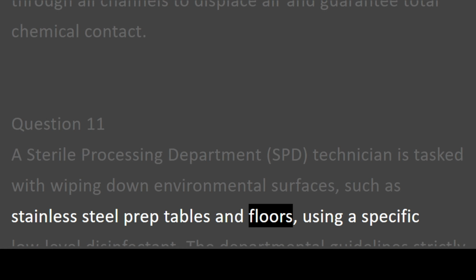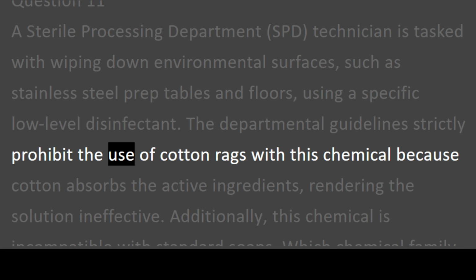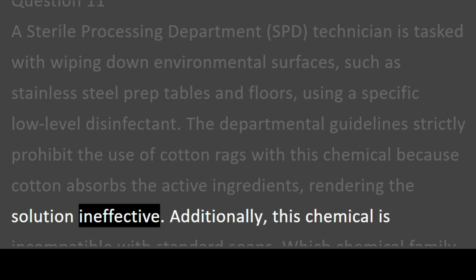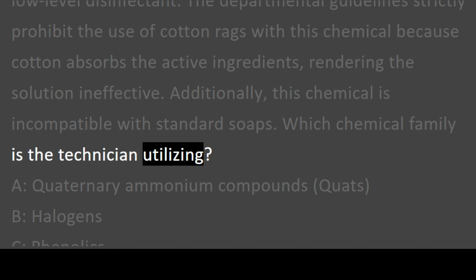steel prep tables and floors, using a specific low-level disinfectant. The departmental guidelines strictly prohibit the use of cotton rags with this chemical because cotton absorbs the active ingredients, rendering the solution ineffective. Additionally, this chemical is incompatible with standard soaps. Which chemical family is the technician utilizing?